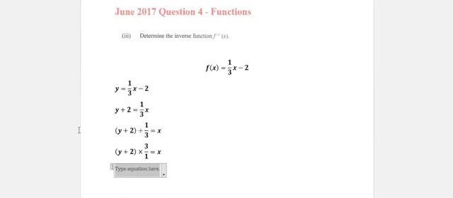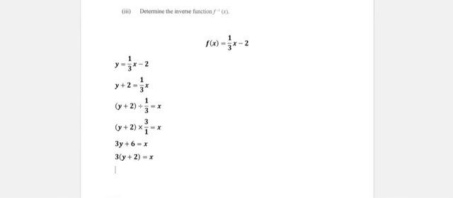And now expanding this, we'll have 3 being multiplied by y to give us 3y, plus 3 being multiplied by 2 to give us 6, is equal to x. And by the way, if you realize, we can factorize what is happening here. So 3 is common to both terms. So we can say 3, and 3 into 3y will leave us with y, plus 3 into 6 will leave us with 2, is equal to x.